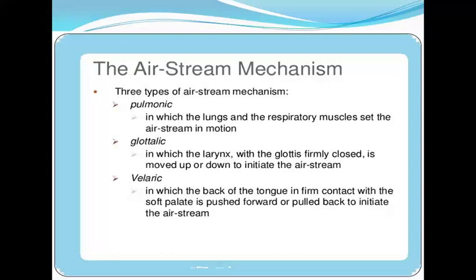So, what is the first one? The first one is the pulmonic airstream mechanism. What is happening there? The lungs and the respiratory muscles, and parts like the larynx, pharynx, glottis, and vocal cords are taking an active role. The second type is the glottalic airstream mechanism. What is happening here? The glottis is firmly closed, that is, the situation called closed glottis. And the air is moved up or down to initiate the airstream. This mechanism is very rarely used. Only Sindhi has a few sounds produced through the glottalic airstream mechanism.